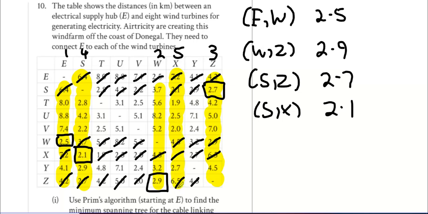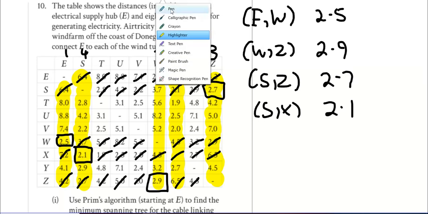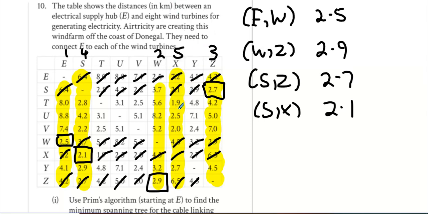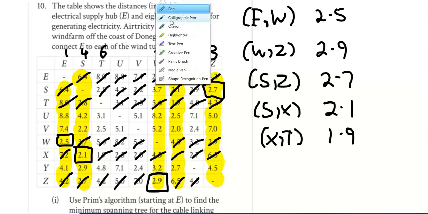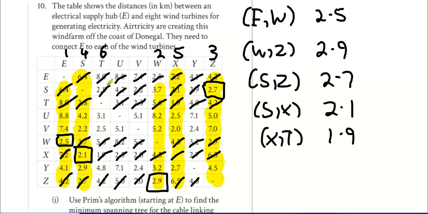Of all the yellow numbers available, who's the smallest? 1.9 for S to X to T, right? X to T is 1.9. And that means I've got to eliminate T, don't I? T is gone. And then put T as vertex 6, color it in yellow, and here we go. Still not back to 1.9? I cross it out. Shame.